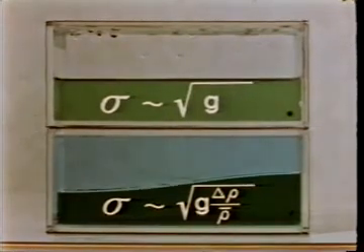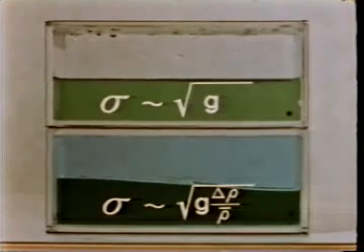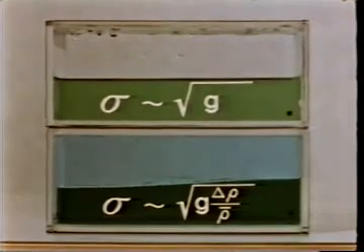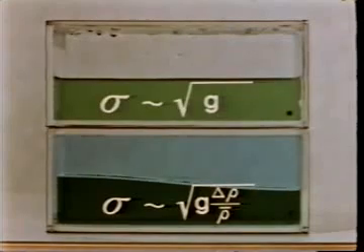Of course, even in the water wave case, the G in the formula for the wave frequency should be multiplied by delta rho over rho bar. But here, delta rho over rho bar is very close to 1.